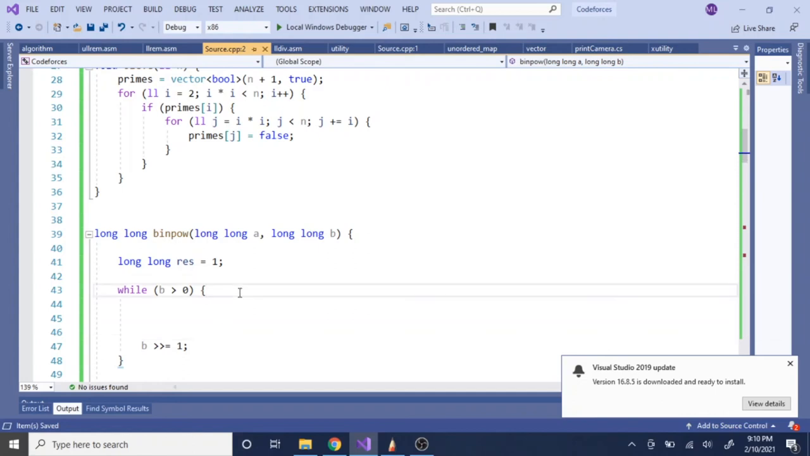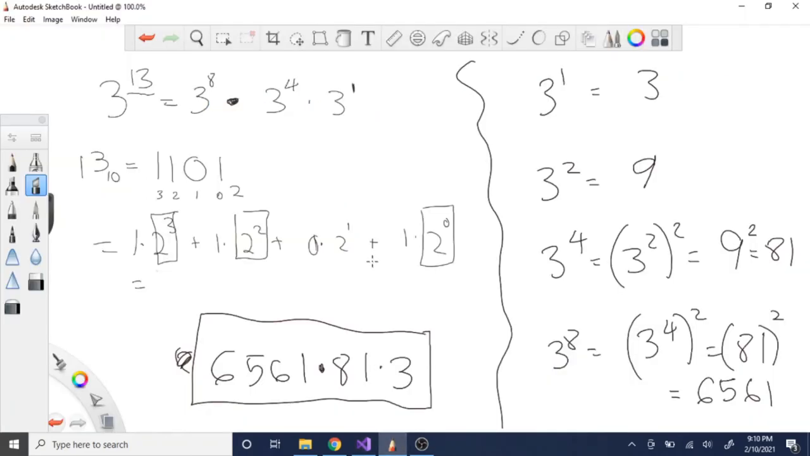While this is occurring, I need to check if my current power b is odd or even. If it's odd, then I'm going to multiply my result by a once. The reason I need to do that is because if it's odd, then I multiply by a, and if it's even, I just square it, right?